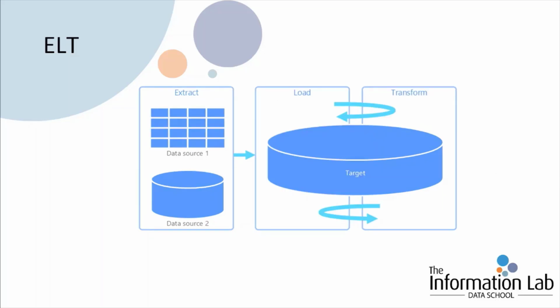ELT is a variation of ETL in which data is extracted and loaded before it is transformed. This sequence allows businesses to preload raw data to a place where it can be modified. ELT is more typical for consolidating data in a data warehouse, as cloud-based data warehouse solutions are capable of scalable processing.